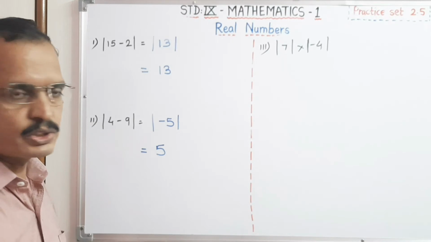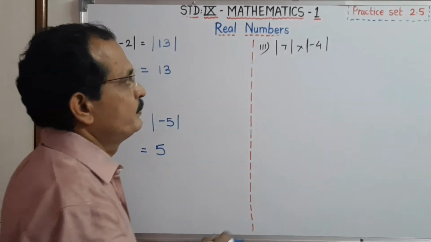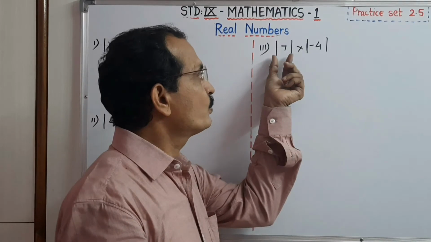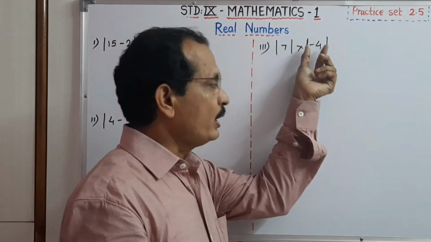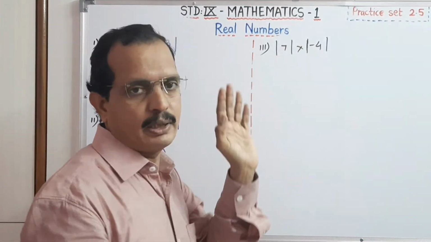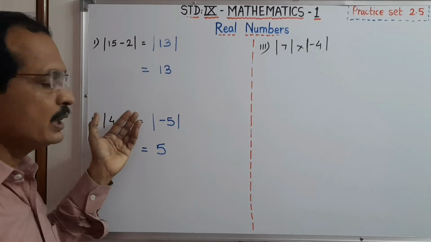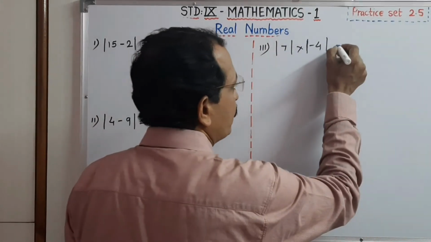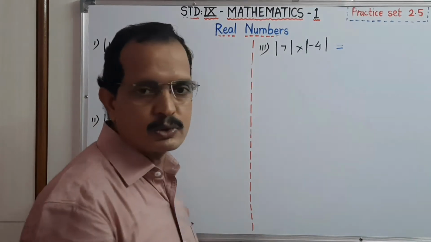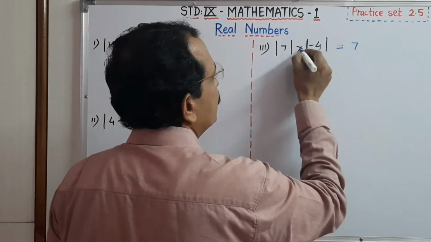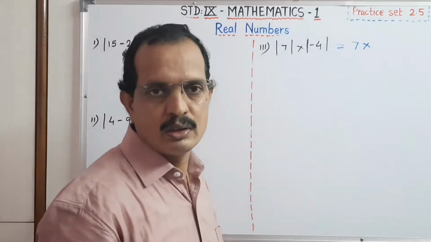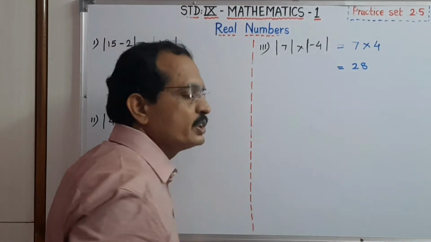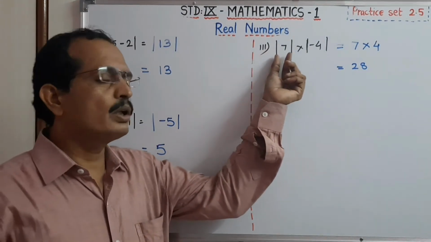Very simple. One more question will be asked in an exam. Now see here, the modulus of 7 into the modulus of minus 4. That means we have to find the absolute value of 7, find the absolute value of minus 4, and then do the multiplication. In the earlier case, we first did the subtraction and then found the absolute value of that answer. But here we have to find the absolute values first. Now tell me, what is the absolute value of 7? Yes, it is 7. Into what is the absolute value of minus 4? It is plus 4. Therefore, 7 times 4 is 28. Next student, one more thing.